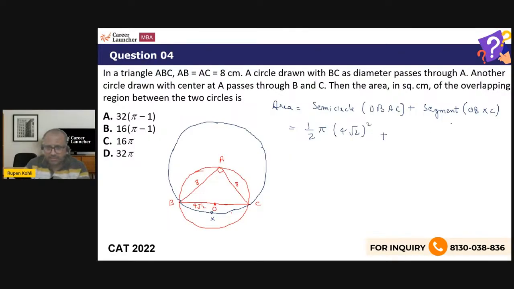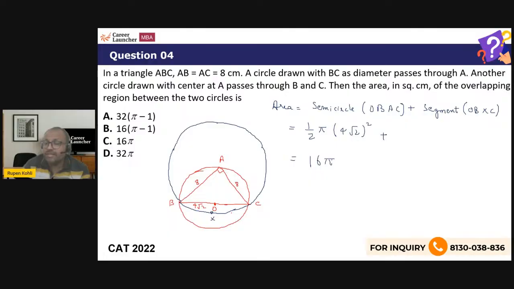Plus this. Now, the area of a segment can only be obtained by taking the difference of the area of the sector involving that minus the area of the triangle. Means ABXC sector minus triangle ABC. But you know, one thing is very beautiful in this question. If you just find the first part, this is 16 into 2 by 2, 16 pi.